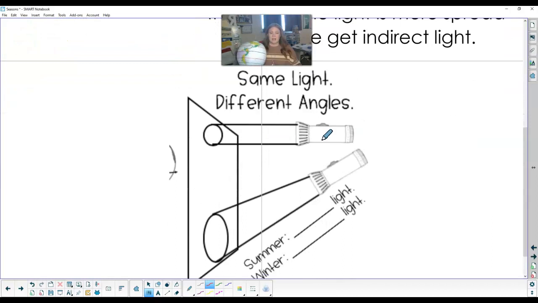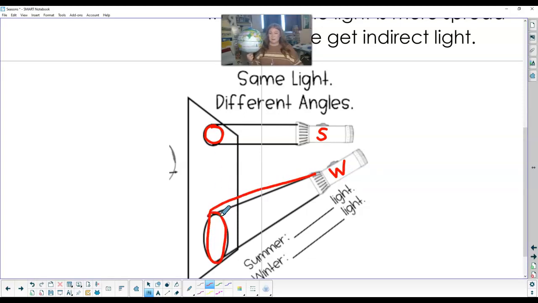So down here on this flashlight area, it's kind of the same example here. So, right, if it's straight on, that is going to be our summer flashlight, right? It's going at that 90-degree angle, right? You can see it's really intense, focused right there. And then this is our winter flashlight because it hits and then it has to spread out.